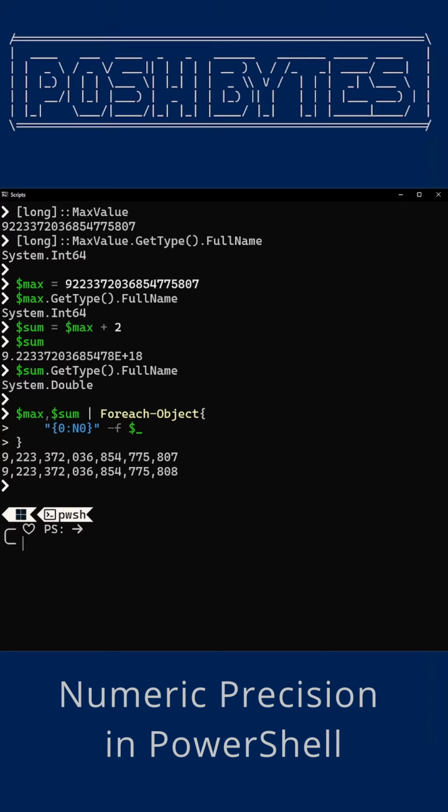Anytime your results cannot fit in the original integer, PowerShell happily promotes it to a double. However, this promotion comes at the cost of precision.